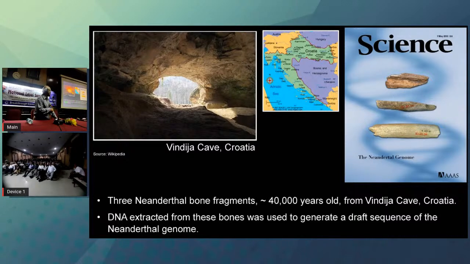And they were able to, Svante and his team were able to isolate DNA from that bone to generate a draft sequence. Why is it called a draft sequence? Because it was still incomplete. It was only done in bits and pieces and not the complete DNA sequence of the Neanderthal.